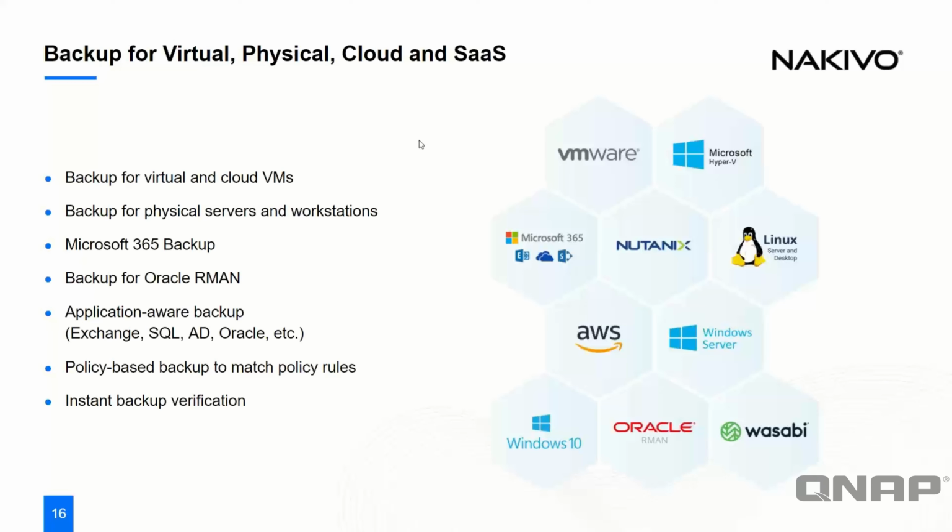So overall, what can Nakivo do in terms of backup? Nakivo can back up virtual and cloud virtual machines, physical servers and workstations, Windows and Linux, Office 365, OneDrive, SharePoint, and Exchange Online, Oracle databases. And also we have native integration with Amazon S3 and Wasabi cloud storages.